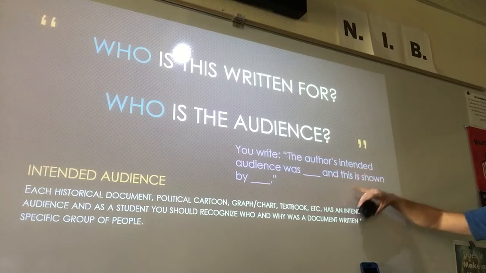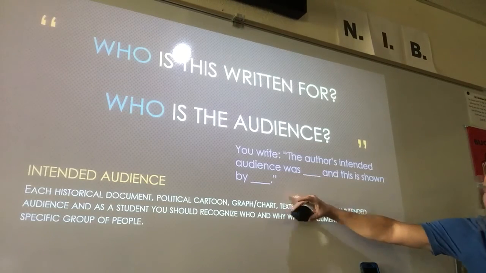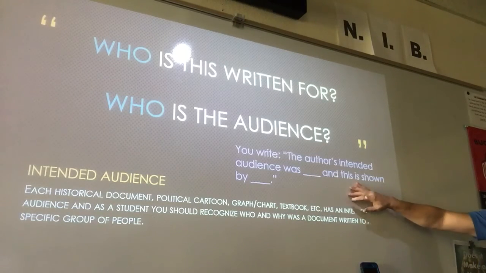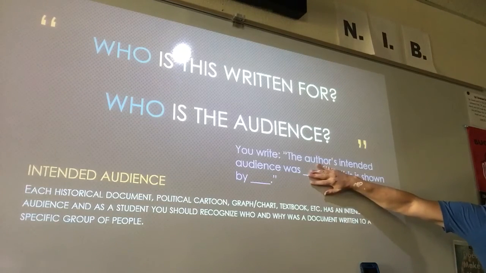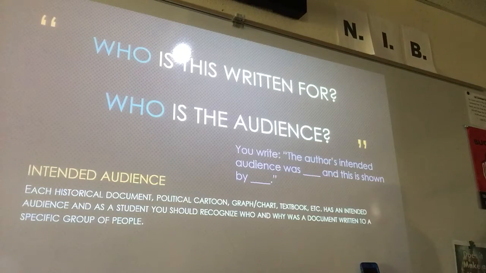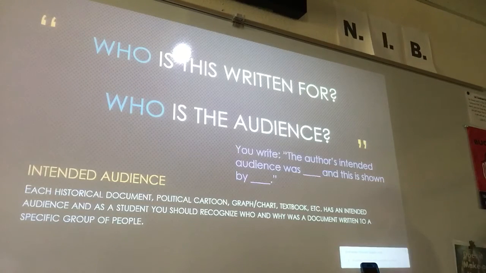The author's intended audience was blank, and this is shown by blank. So this second part is really important. If on the DBQ you're trying to show your knowledge of the document, and you just say the author's intended audience was Tories, okay? People loyal to the British Empire, but you don't say, and this is shown by blank, you're not going to get credit for it.